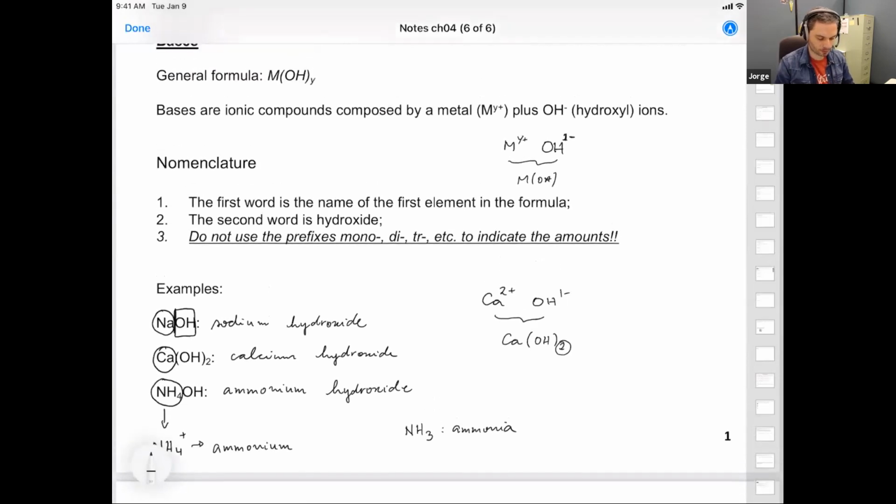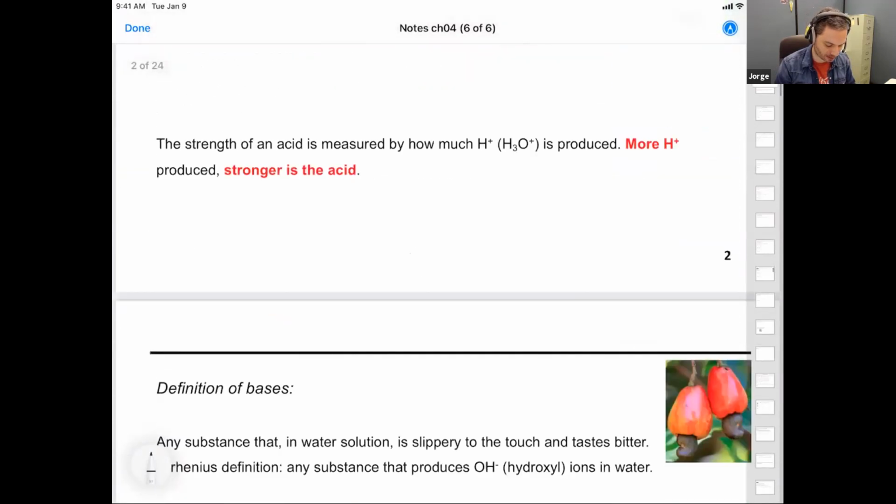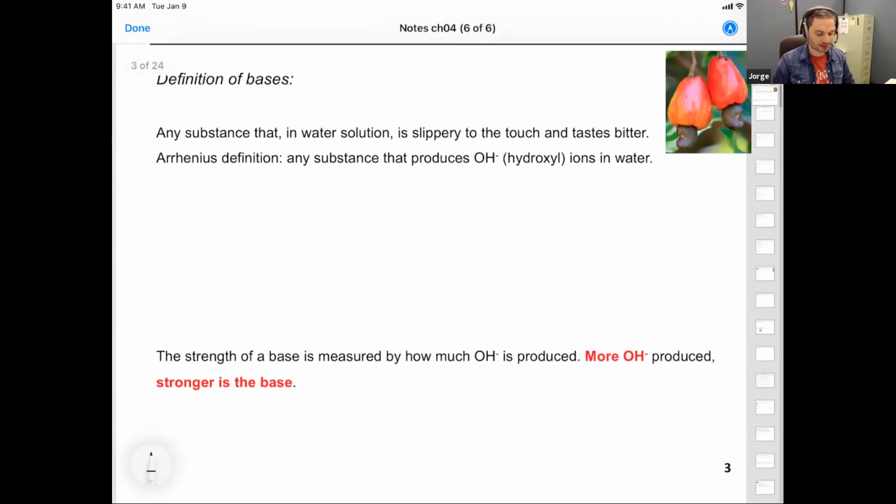Okay, so I showed you that bases are substances that are usually slippery to the touch, and they have a bitter taste. Those definitions are not very scientific, so we need a better definition. And I also showed you how to name bases. So let's get into a better definition of the base that is more scientific.